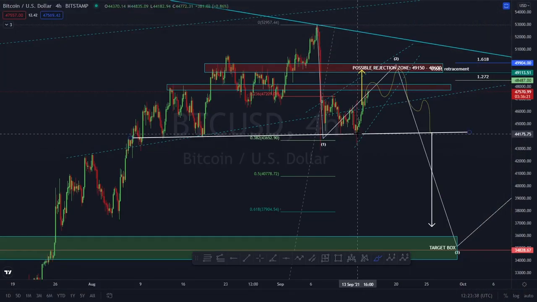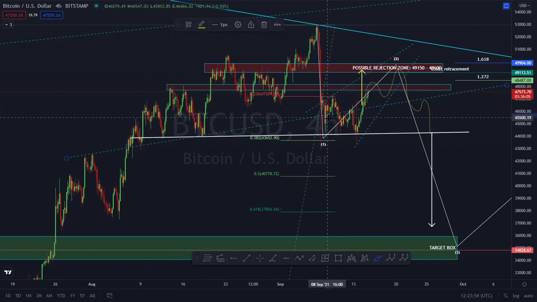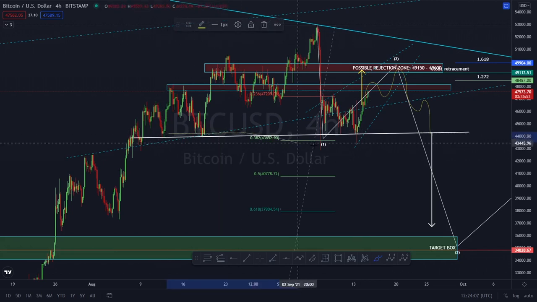Look where we found support. This is around the 44,500 region. That's where we found support. I gave diagonal support and horizontal support. Well, this diagonal support actually just ended up being resistance, and that was it. But right now we've established what I perceive to be a precise neckline.